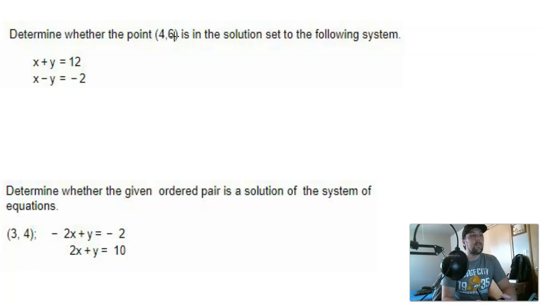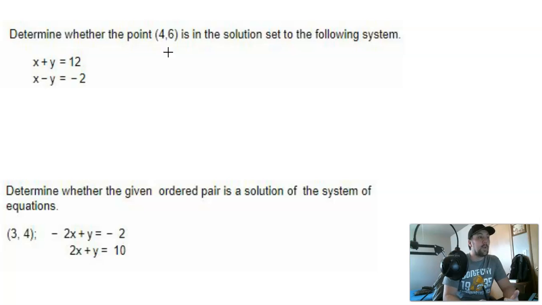So determine whether the point 4, 6 is a solution set to the following system of equations. So for this to be a solution to the system as a whole, it has to be a solution to each equation in the system. So there's kind of two levels here. It's kind of a meta thing where there's being a solution to the individual equation versus being a solution to the system of equations as a whole.